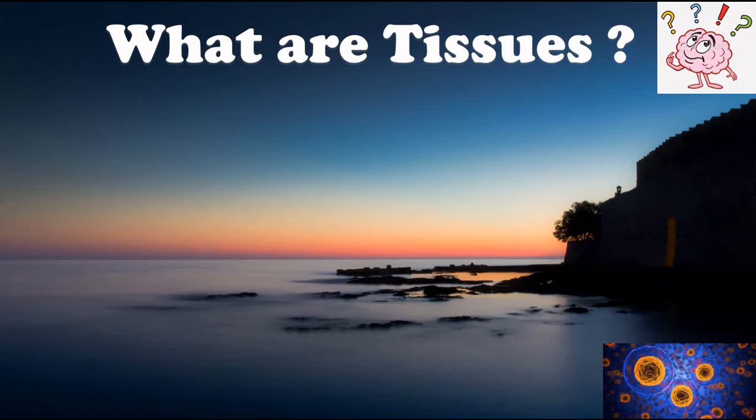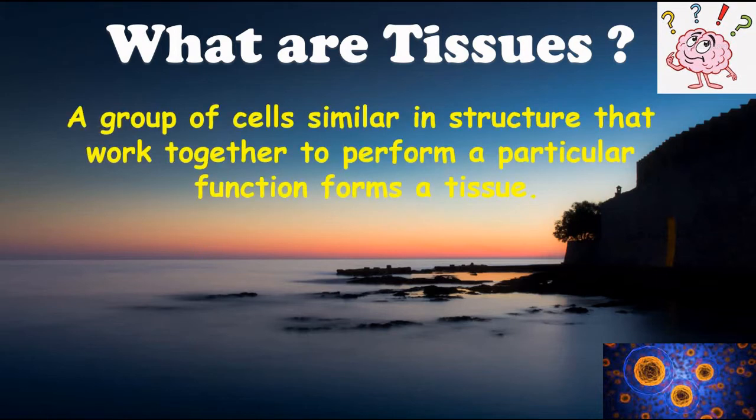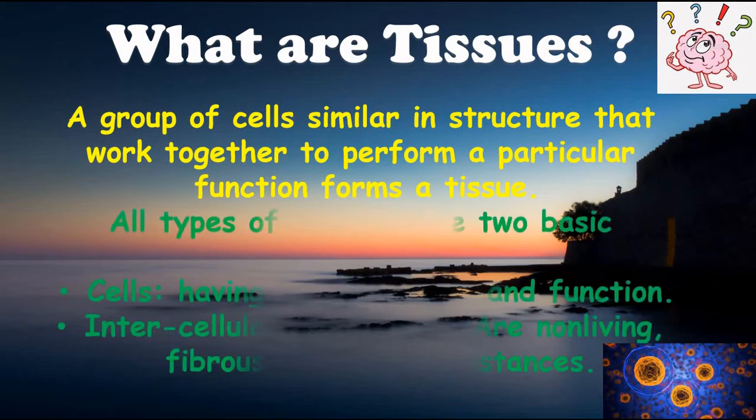what are tissues? A group of cells similar in structure that work together to perform a particular function forms a tissue. In the previous chapter, we learned about cells. A group of cells doing a similar or particular function together are known as a tissue, as simple as that.